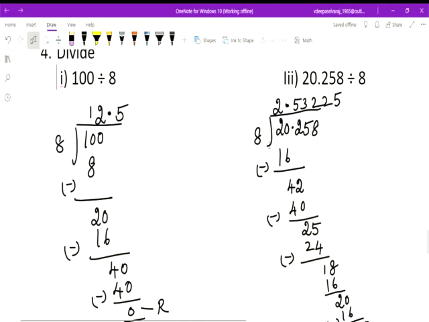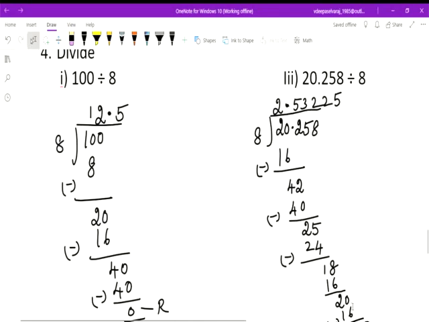Okay children, I repeat this. 20.258 divided by 8. So 2 eights are 16. 20 minus 16, you get 4. Next, the decimal point is there. Keep the decimal point in the quotient place and take the next digit 2. 42. In 42, how many 8s are there? 5 eights are 40. Now subtract this, 2. Take the next digit, 25. In 25, how many 8s are there? 3 times. 3 eights are 24. Now you subtract this, 5 minus 4, 1. And take the next digit 18. How many times are there? 2 eights are 16. Now you subtract this, 2.